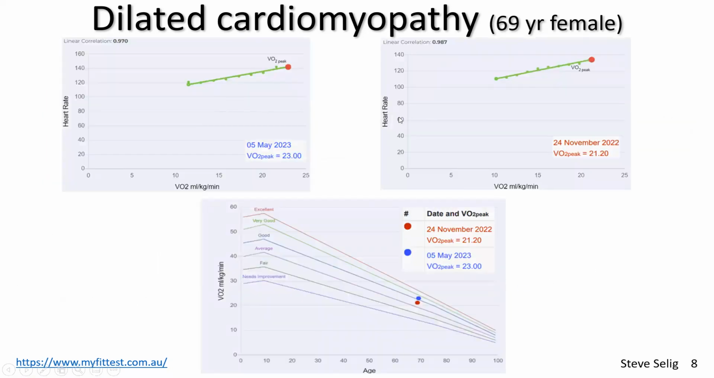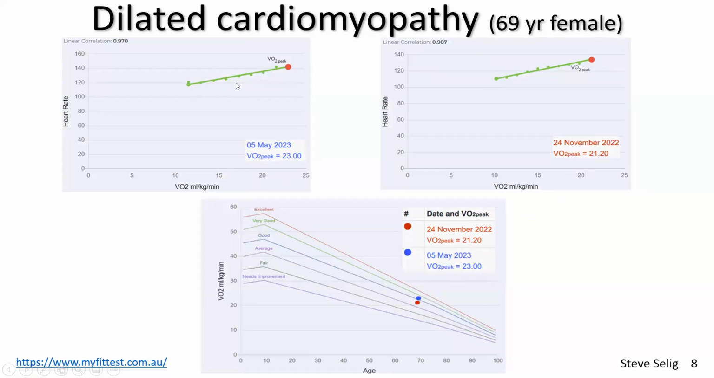Now, this is what I was able to do with her. First of all, in November 2022, I was able to do a nice incremental exercise test of about 10-minute duration. Each of these dots is 1 minute, a highly linear response, and a VO2 of about 21, which was not terrible at all, not too bad at all. She was sitting in the average for all patients.